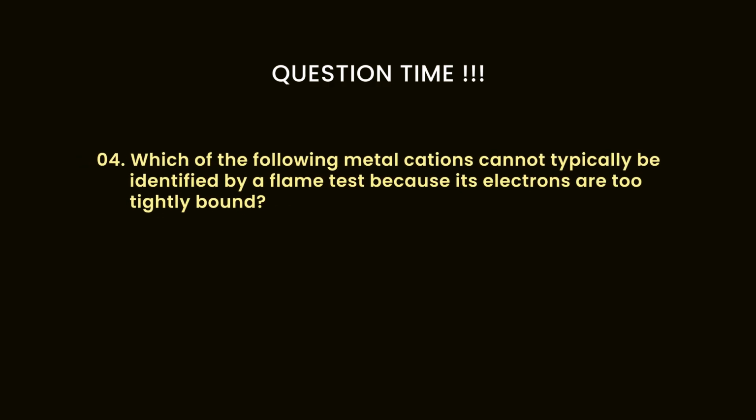Question 4. Which of the following metal cations cannot typically be identified by a flame test because its electrons are too tightly bound? Answers are: A. Sodium. B. Potassium. C. Magnesium. D. Lithium. The correct answer is C.